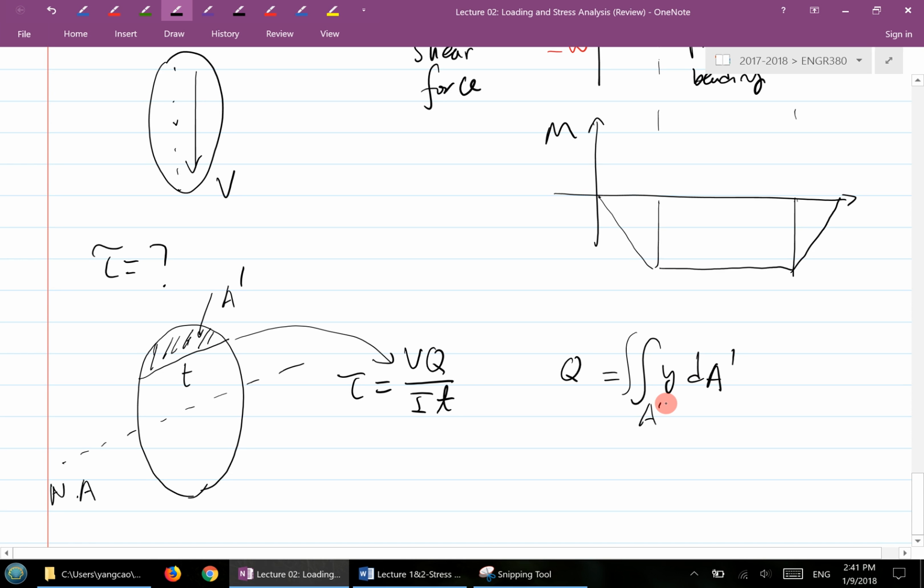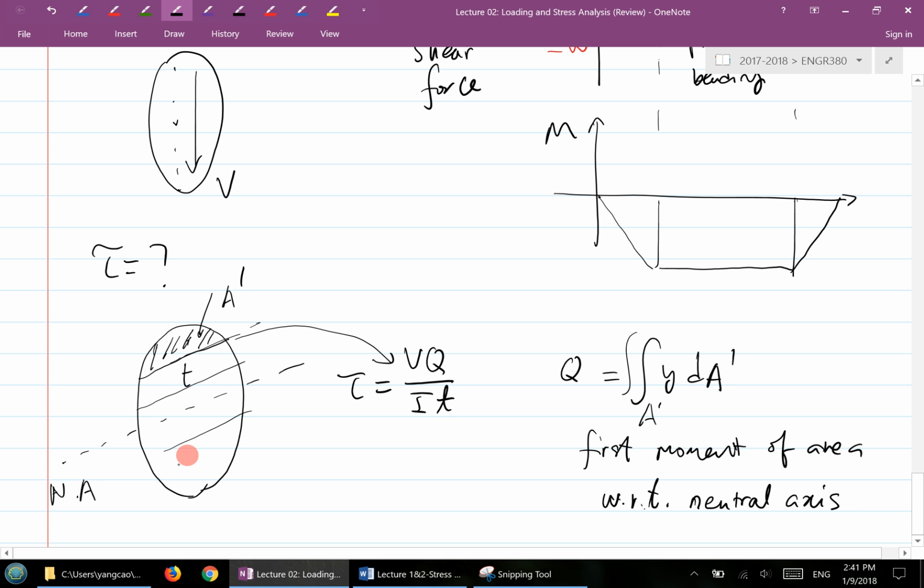So this Q here is called the first moment, first moment of area with respect to the neutral axis. Good. So this formula is technically for calculating all of these shear stresses at the different locations. But you will have the same shear stress along this line here. So you plug in and do the calculation here.